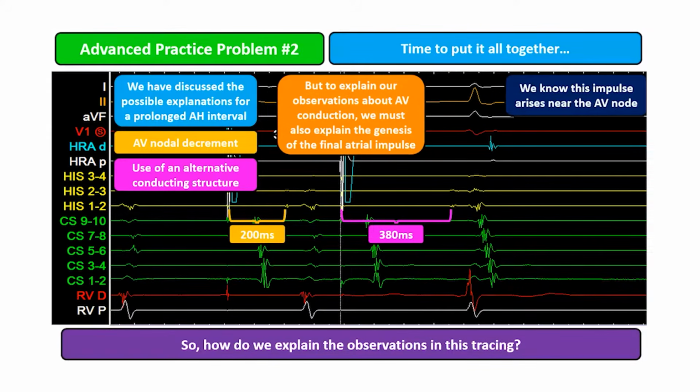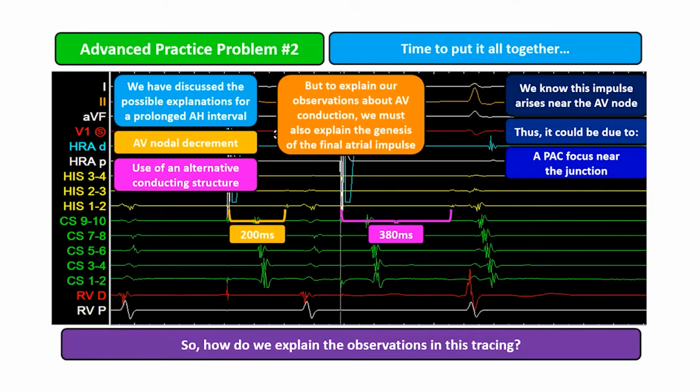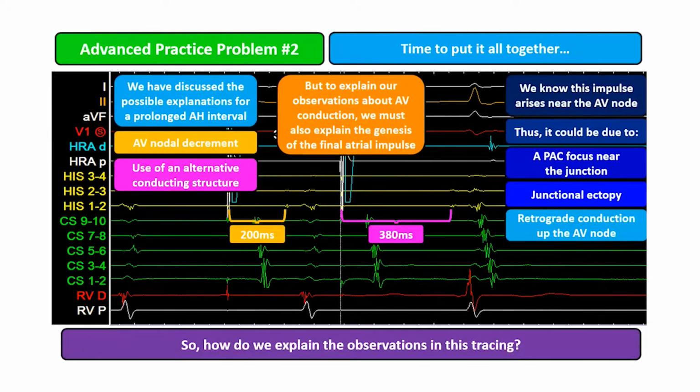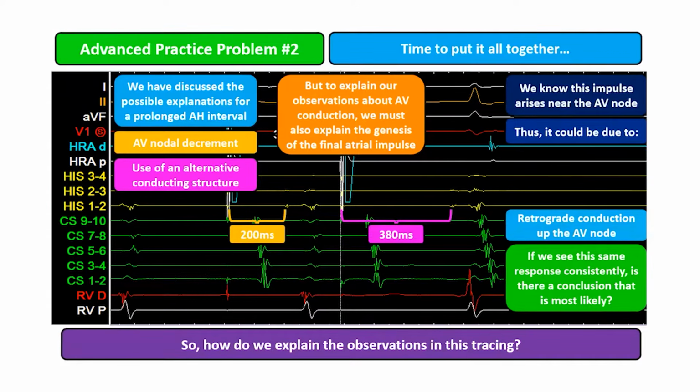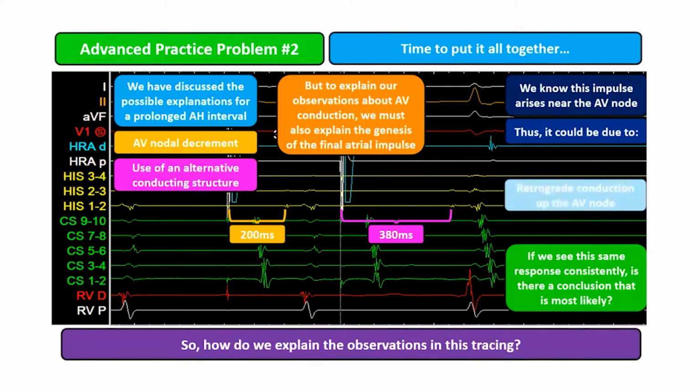We know this impulse arises near the AV node. Thus, it could be due to a few things. It could be a PAC focus near the junction. It could be junctional ectopy, or it could be retrograde conduction up the AV node. If we see the same response consistently, is there a conclusion that is most likely of these three? Well, my guess is that retrograde conduction up the AV node would probably be what this represents if seen consistently. There are also other pacing maneuvers we can use to help differentiate this.